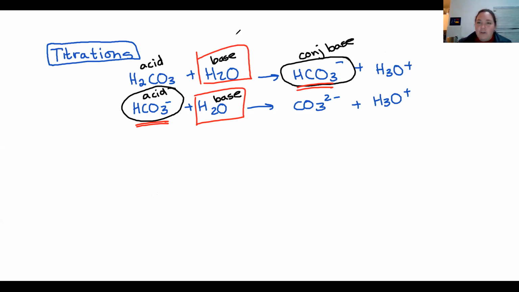Okay, that was very much not titrations. So I'm going to quickly clear everything here and then rewrite titrations.